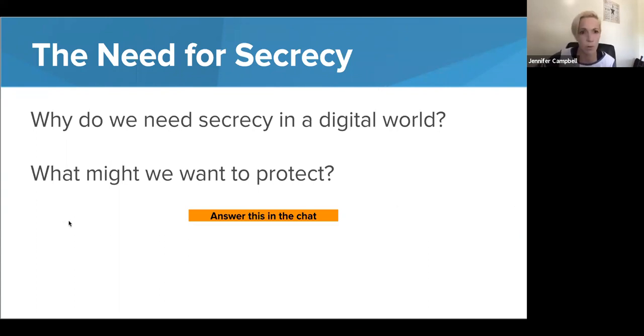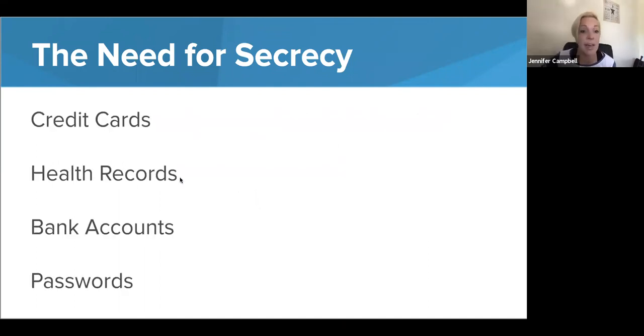And your address. I mean, you don't want people knowing where you live. There's a lot out there that we want to hide. So things like credit cards, health records, bank accounts, passwords, all of that we have to protect. When we send an email, we don't want people to eavesdrop and see the email.